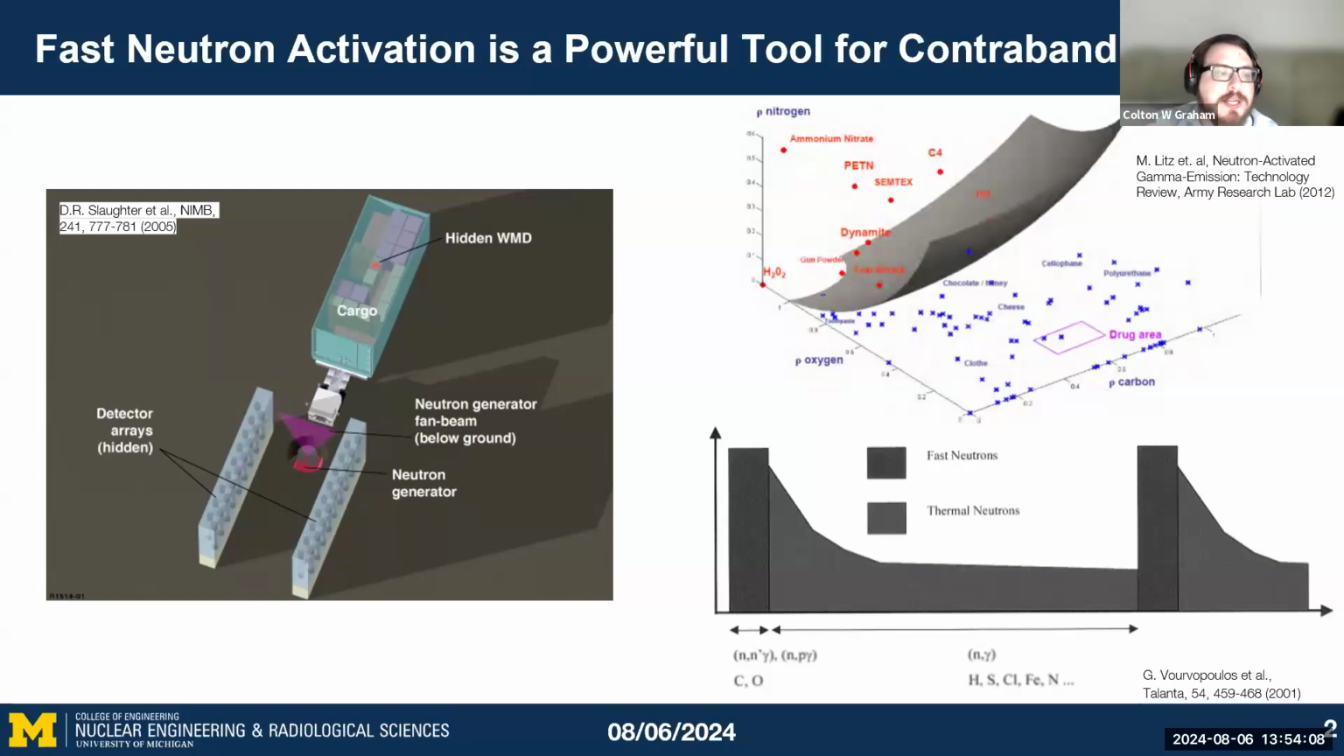It's very context specific. It's based a lot on the shielding, how much of that initial signature is going to be scattered or shielded by the cargo container and the cargo.